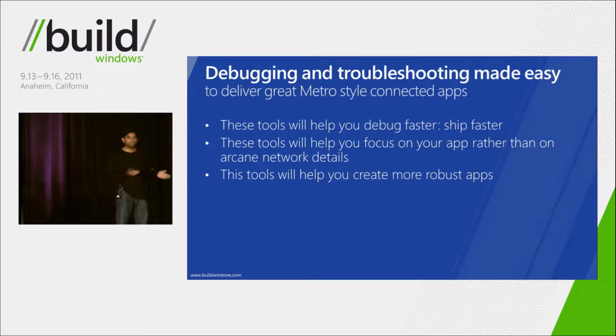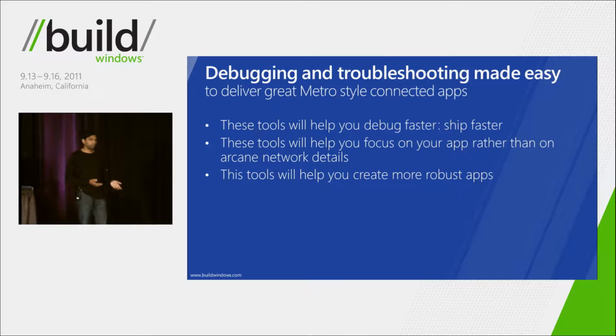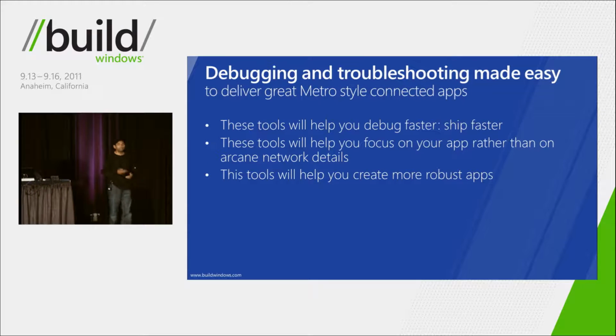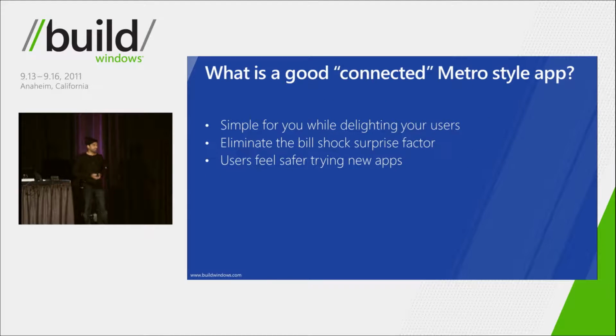Debugging, depending on the coder, you can spend 80% of your time or maybe 20% of your time. It just depends on which end of the spectrum you are. To debug, you need good tools. If you have good tools, then you can obviously debug faster and ship faster. More importantly, you'll be writing robust apps that, when you're using the networking APIs, etc., you'll be able to handle various situations. So, what is a good connected app?